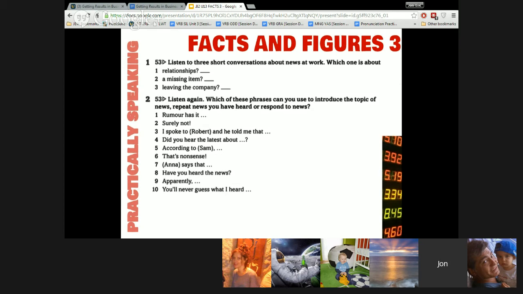Odie, number 5. According to Sam is repeat news you have heard. Right, you've heard it, according to Sam in this case. Well, according to Sam, we're going bankrupt. I'm repeating something that Sam said. Okay, back to Cornell. That's nonsense. It belongs to respond to news. Exactly, just like surely not. That's nonsense.